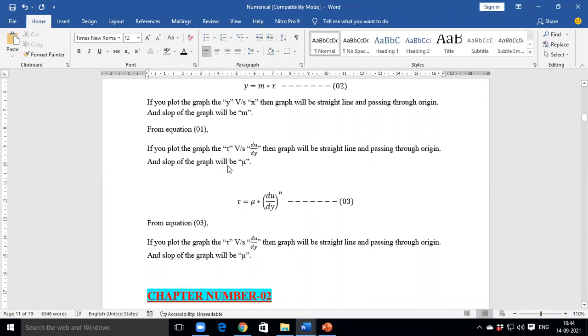Equation number 3, is it visible or not? Yes, sir.